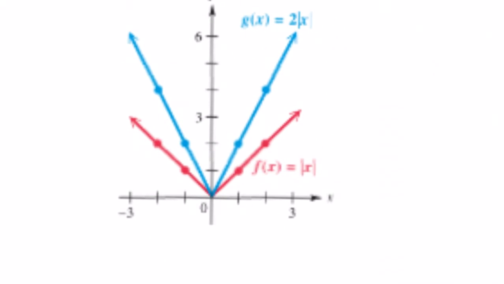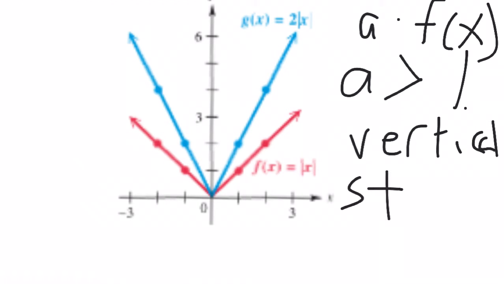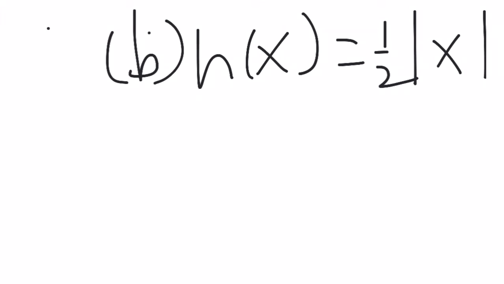So when you're just multiplying the function by a number out in front, some number times function of x, like for g of x, when a is greater than 1, we call it a vertical stretch. Now, for part B, we're going to see what happens when the number is less than 1. Like in part B, our a is 1/2.